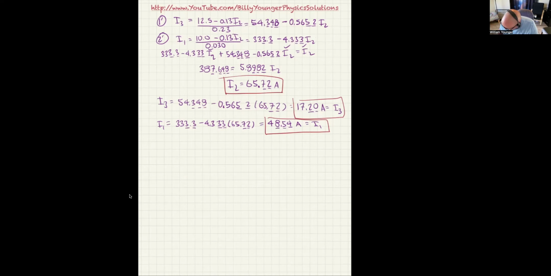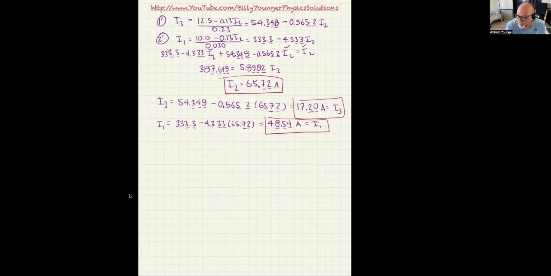Similarly, when we take 4.333, which is only good to 2 sig figs, and multiply it by 65.72, which is also only good to 2 sig figs, we get 284.7648, but we only have 2 sig figs, so it's only good to the tens place. Not only that, the 333.3 is also only good to the tens place. So no matter what, we only technically have the significant digits to the tens place, and that literally forces us to only have one sig fig, which is really horrible.